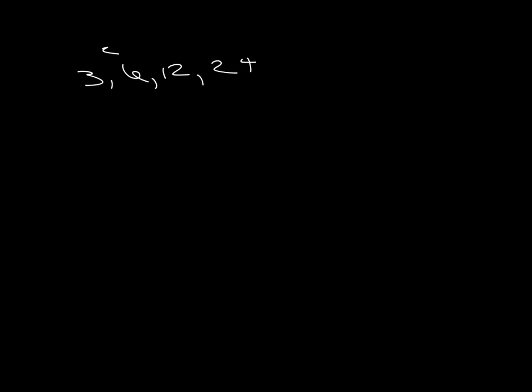So we multiplied by 2. Multiplied by 2 times 6 to get 12, 2 times 12 to get 24, and etc., etc. So that's the difference between the arithmetic and the geometric sequence.